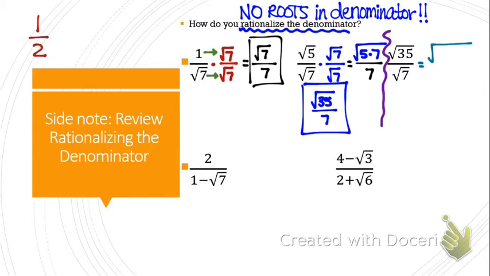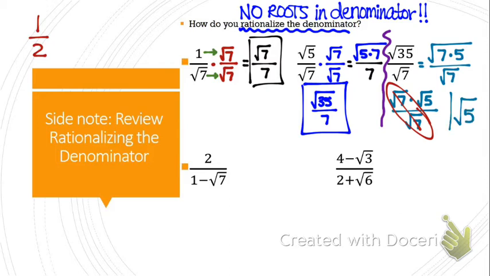Radical 35, well, this is radical 7 times 5, which is the same thing as radical 7 times radical 5 over radical 7. And then I can cancel these 2 out, because radical 7 divided by radical 7 is 1, which means my simplified answer would be what? Radical 5, and I have rationalized my denominator because I don't have any radicals on the bottom of the fraction.